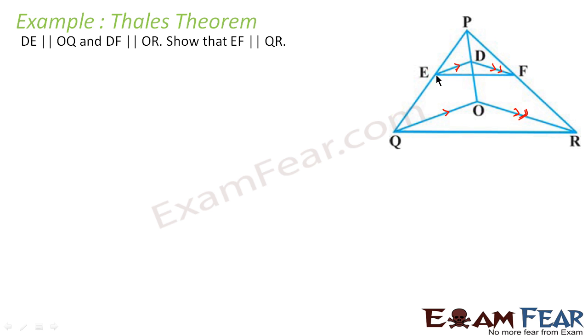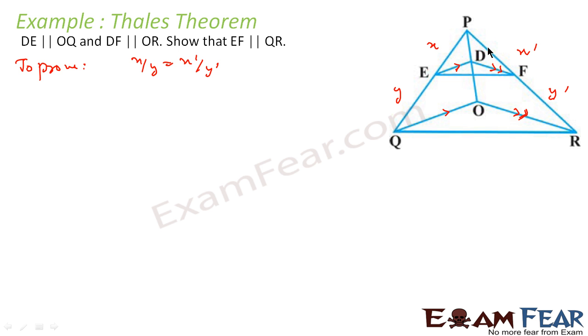To prove EF is parallel to QR, we have to prove that PE by EQ is equal to PF by FR. Correct? Okay, so I'll say this is X, this is Y, this is X dash, and this is Y dash. So to prove, what did we prove? X by Y is equal to X dash by Y dash. If you prove this, that means EF is parallel to QR. Correct? Now, if you take this triangle, what I am trying to do is to prove this by this equal to this by this.